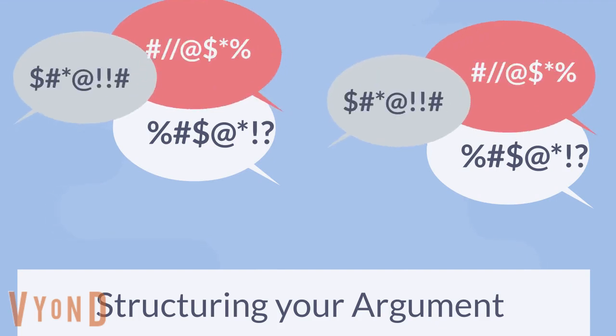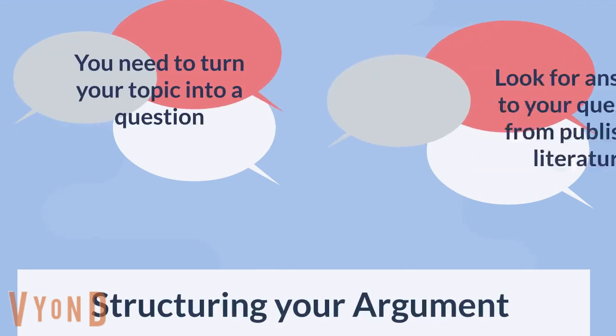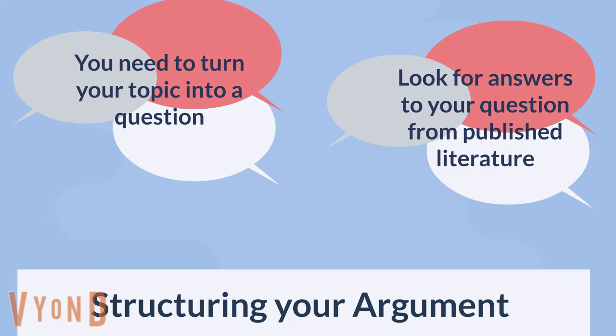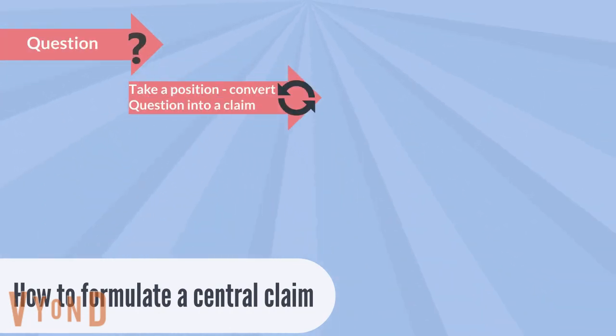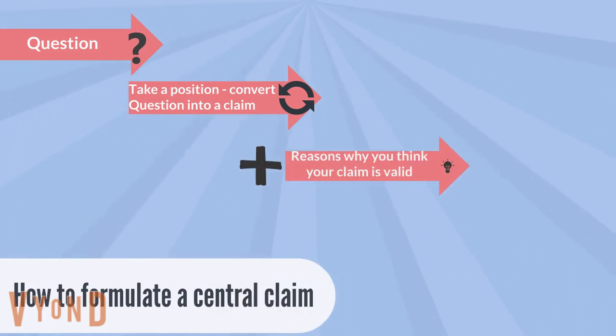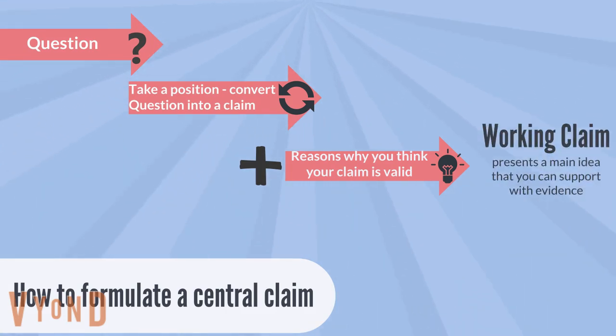How do we structure an argument? Easy. You need to turn your topic into a question and then look for answers to your question from published literature. First, you have your question. You then take a position and you convert the question into a claim. Then you need to add your reasoning why you think your claim is valid. And then that will produce a working claim that presents the main idea that you can then support with evidence.